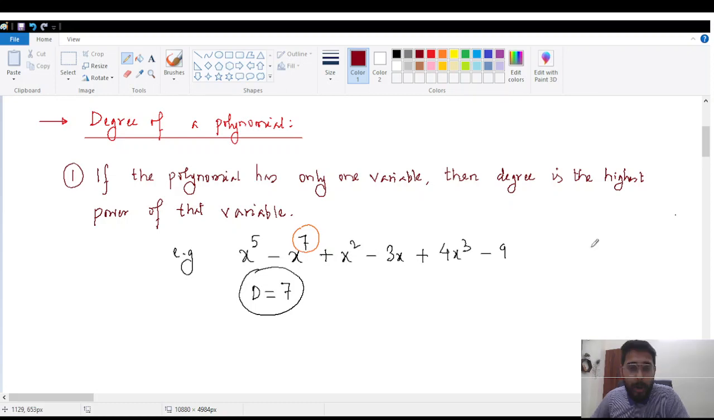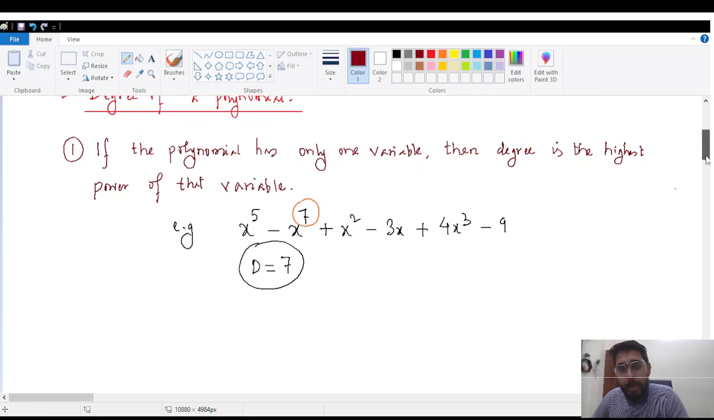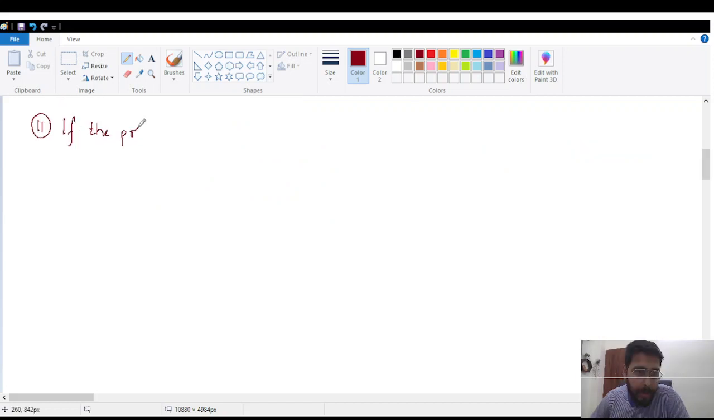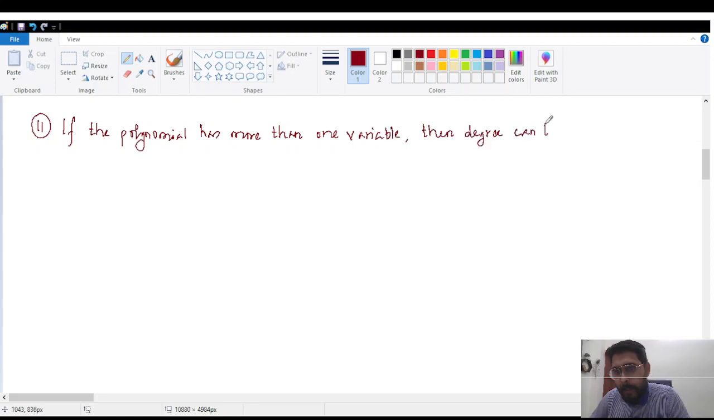Now what happens when the polynomial has more than one variable? Let us find out. This is number 2: if the polynomial has more than one variable, then degree can be given as.